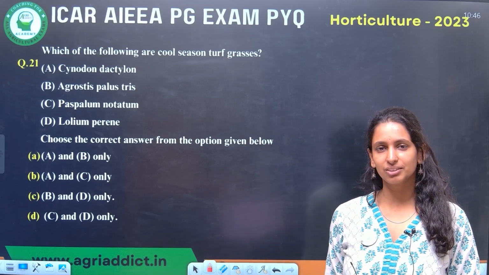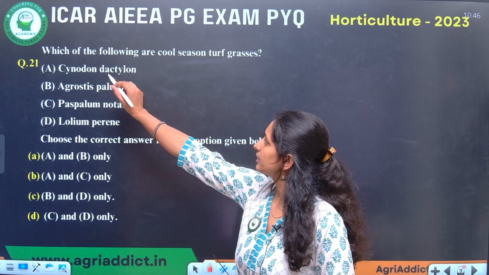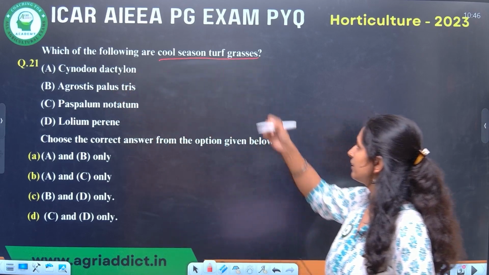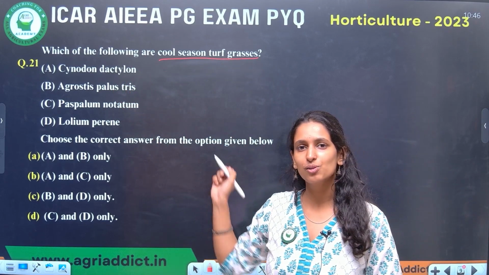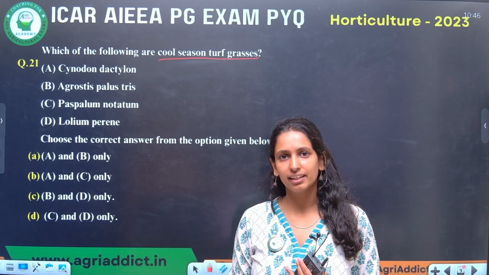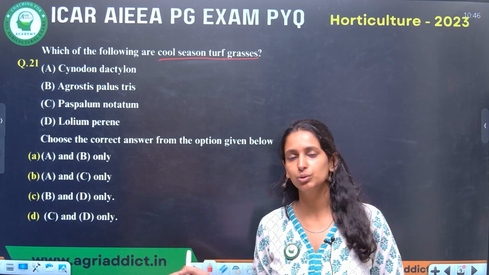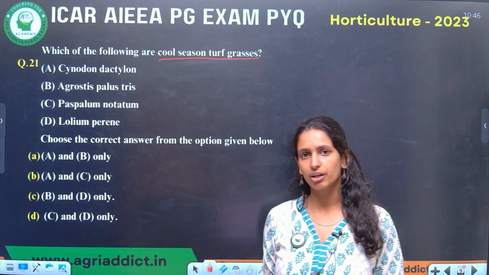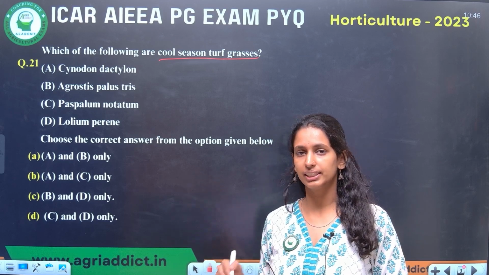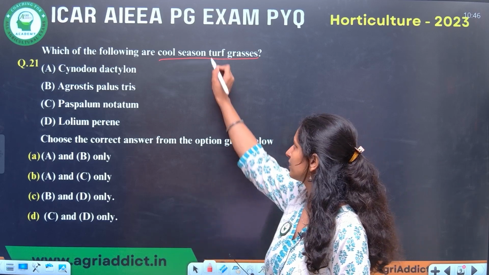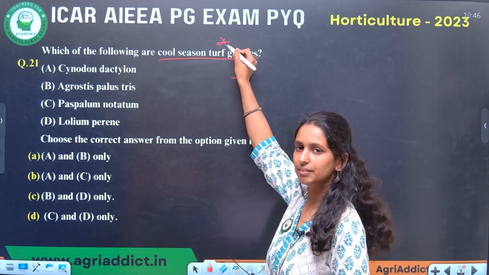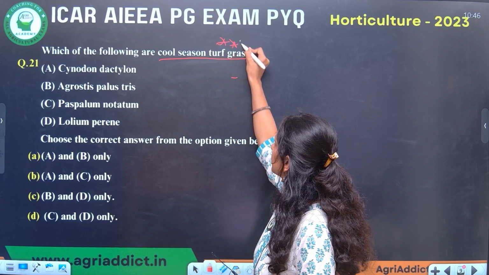So let's see the next question. That is, which of the following is a cool season turf grass? This is also a repeated question. In cool season and warm season grasses, I have given the list. You just go through it, or in the Deshraj book or any book you can get it. It is very, very important. Turf grass questions are fixed. I can say 5-star importance for the turf grass.